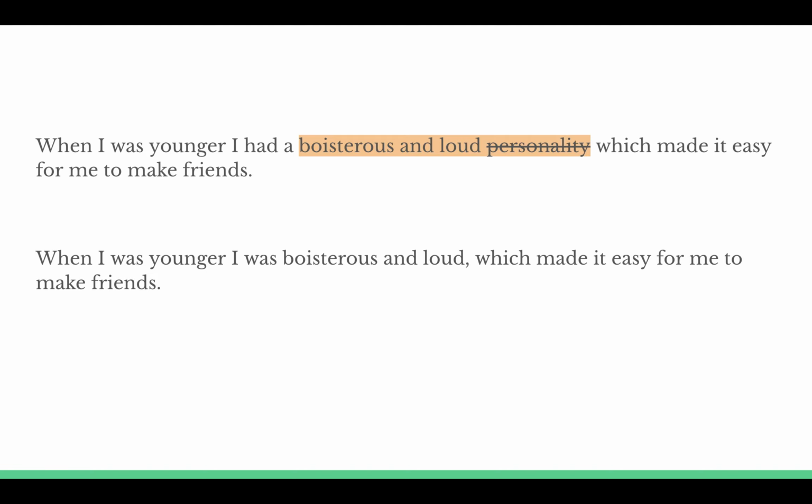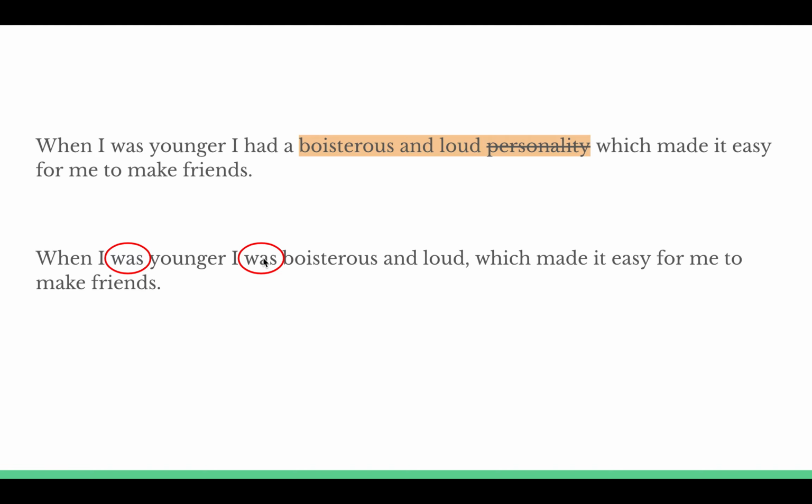But there's another problem here, and I just kind of gave it away. We're repeating the word was. When I was younger, I was boisterous and loud. This is kind of a redundancy in that you've already said when I was younger. And to say that I was boisterous, you don't need to say was again.